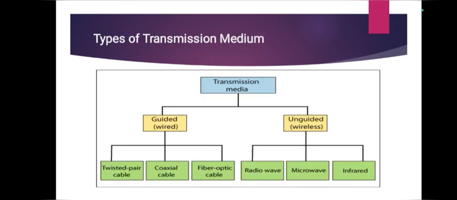Guided media is further divided into three types: twisted pair cable, coaxial cable and fiber optic cable. Unguided media is divided into radio waves, microwaves and infrared waves.